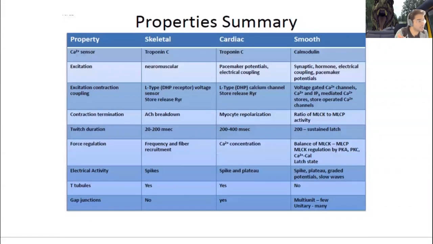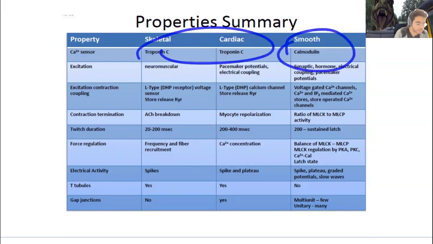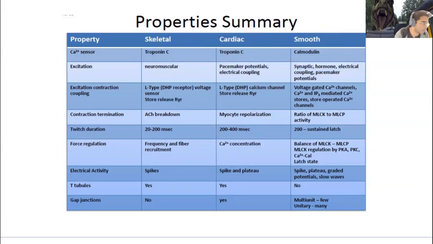And here are the unique properties of each of the skeletal, cardiac, and smooth muscle. So remember, troponin is involved with 2 of them, and calmodulin is associated with 1 of them. You guys can run through this, but most of the time, you just need to know that for cardiac, it's L-type calcium channels, and that's really important. We spend a lot of time learning them over and over again because a lot of drugs that we can prescribe to patients act on these directly.